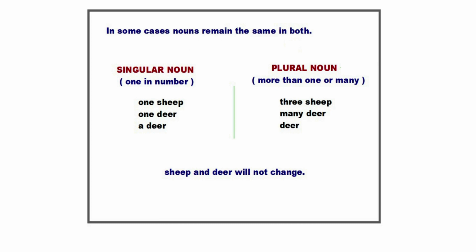Now in some cases we don't change the word. See, in singular noun, sheep, deer, furniture, whatever it is, it will not change into plural form. In plural noun also you have to write only sheep. See, one sheep. On the other side you can see in plural form, three sheep. One deer, plural form also, many deer. A deer, deer. There is no S or ES at the end. Okay? They will not change. Sheep and deer will not change.